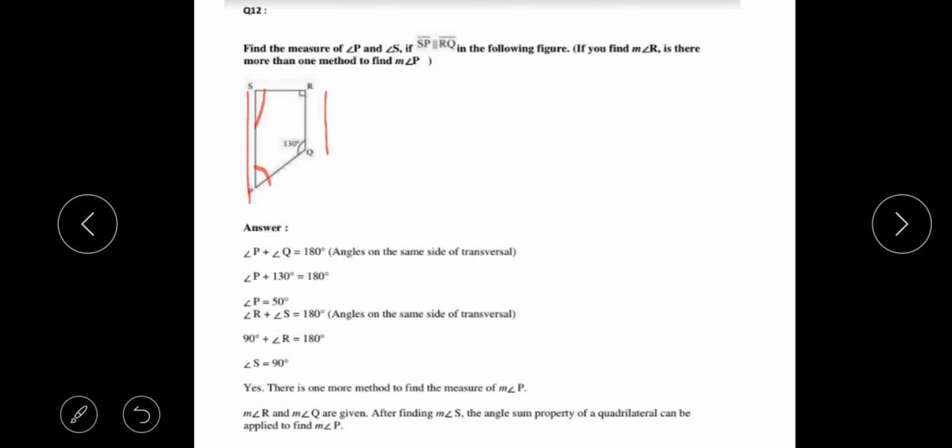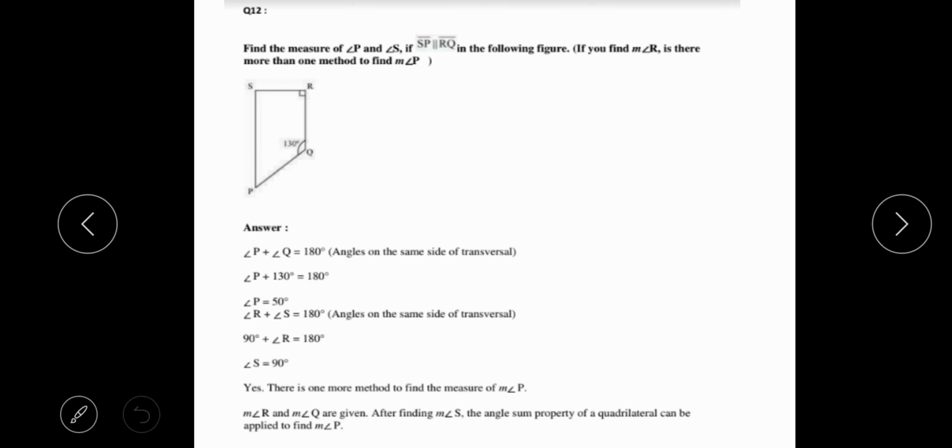Now let's look at the same property again here. If these two lines are parallel, then angle P and angle Q both lie on the same side of the transversal. Therefore, their sum is equal to 180 degrees. So put the value of Q as 130, and you will get angle P is equal to 50 degrees.